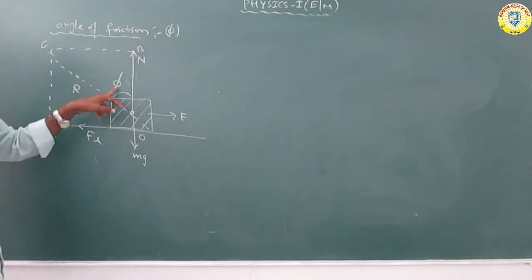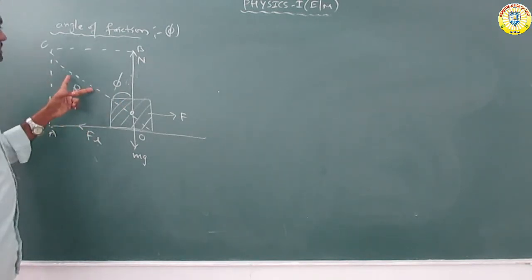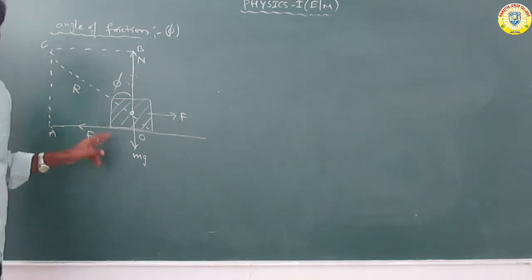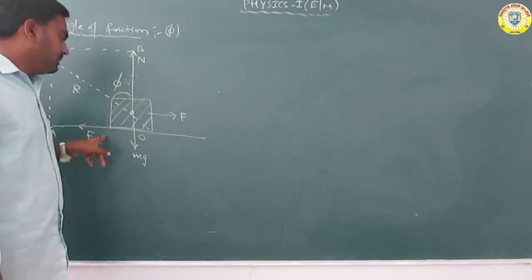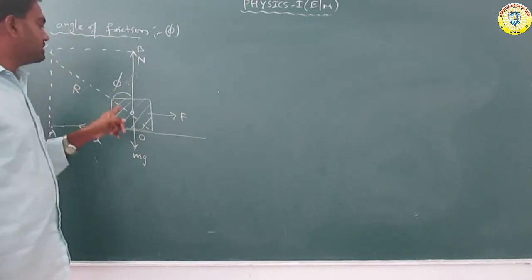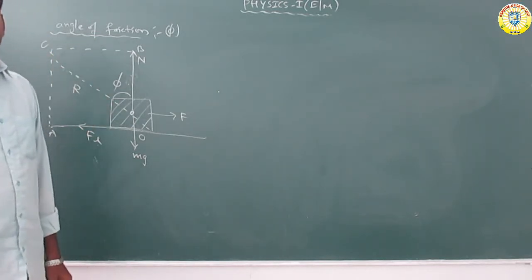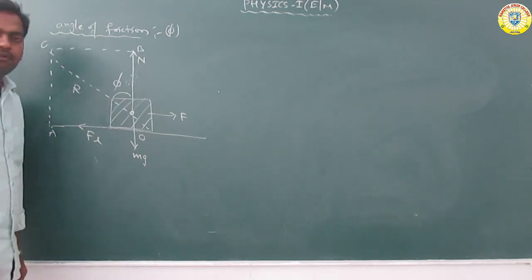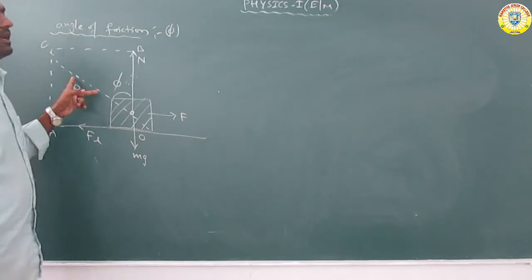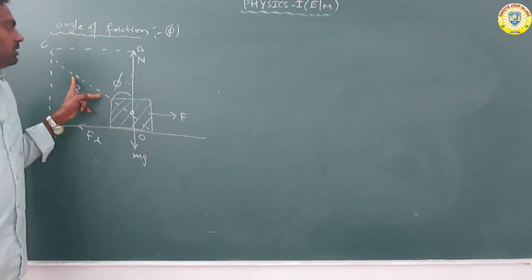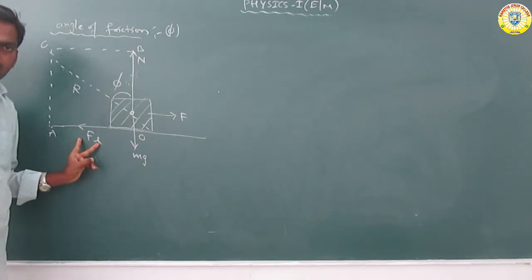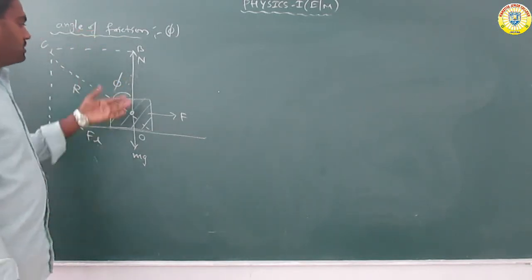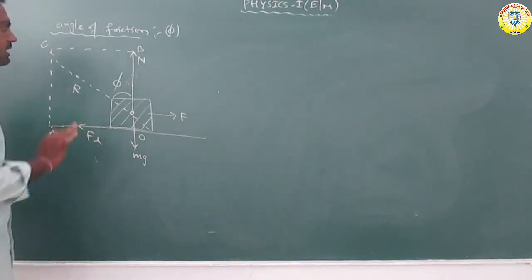The angle of friction is defined as the angle between the resultant of the normal reaction and the limiting friction, and the normal reaction. The angle between the resultant force and the normal reaction is called the angle of friction. From the diagram, this is the angle of friction.